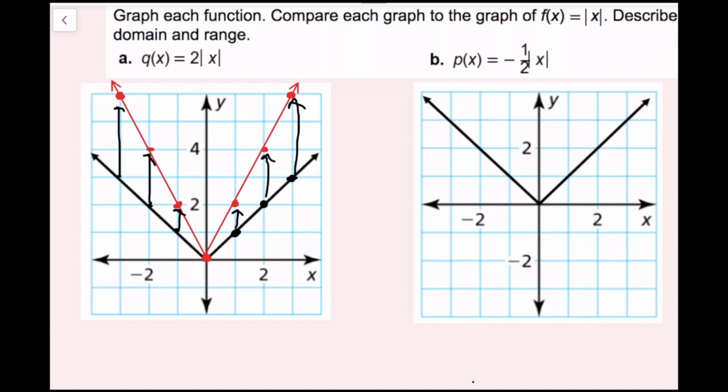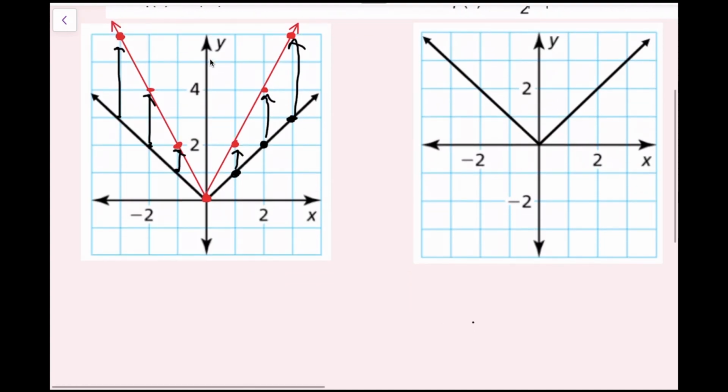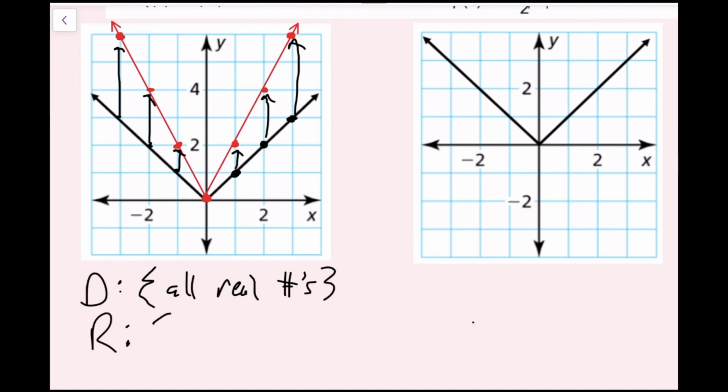Now I need to talk about the domain and range. Well, I can plug any number in for x. So my domain is going to be all reals, all real numbers. And the range is going to be anything larger than 0, because in this graph, you can tell the vertex is 0, and I can't do anything below that because nothing can pop out of an absolute value that is negative. So it's just going to be y is greater than or equal to 0. And now we're done with part A.